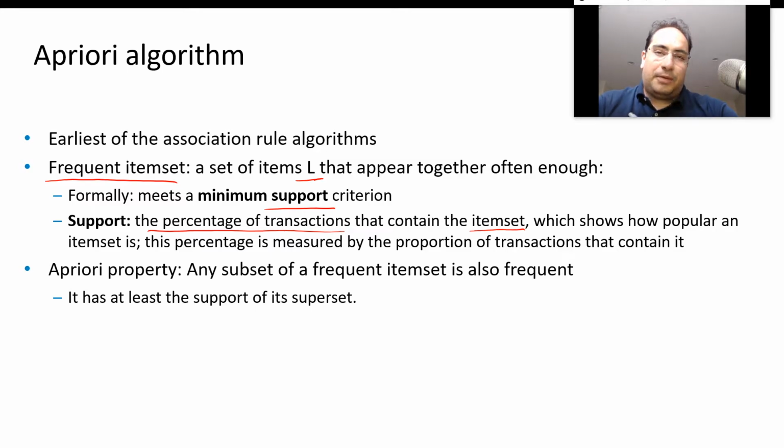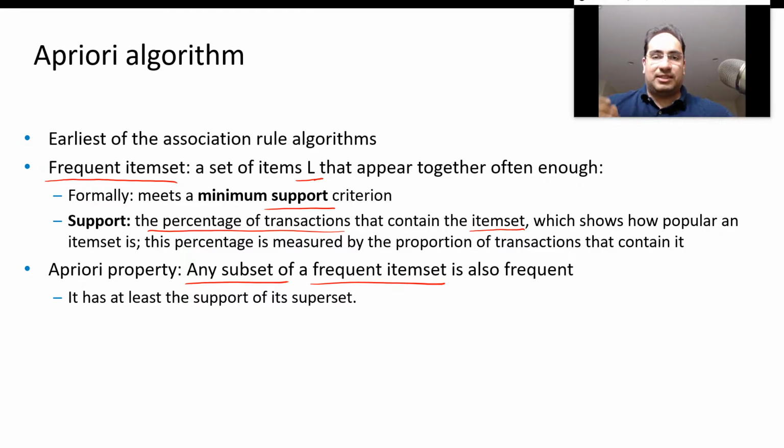And there we have an interesting property, which is called the a priori property. It tells us that any subset of a frequent item set is also frequent. For example, if milk and bread are frequent item sets, which means milk and bread have been bought so many times in all transactions that they are frequent, then milk is also a frequent item set and bread is also a frequent item set.